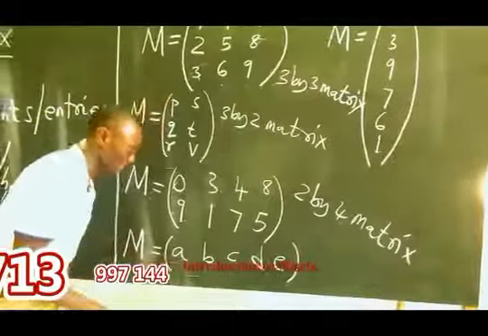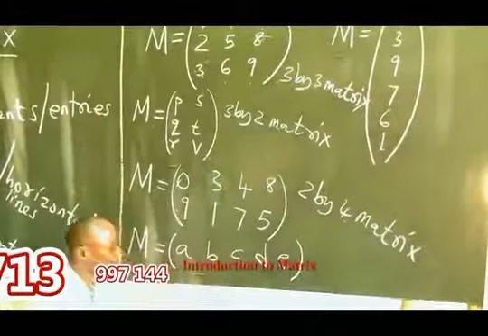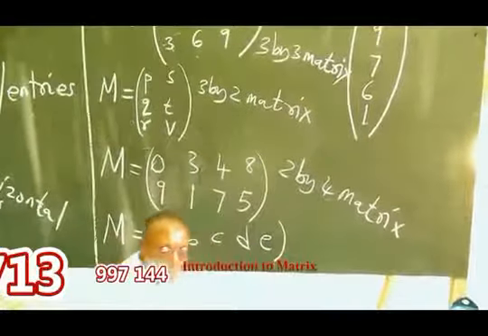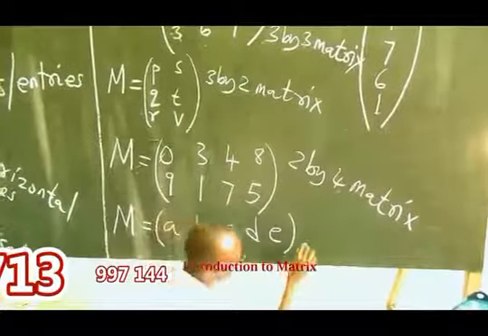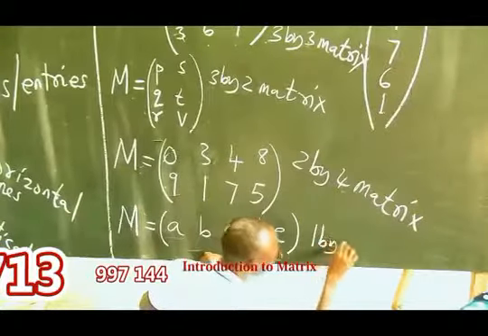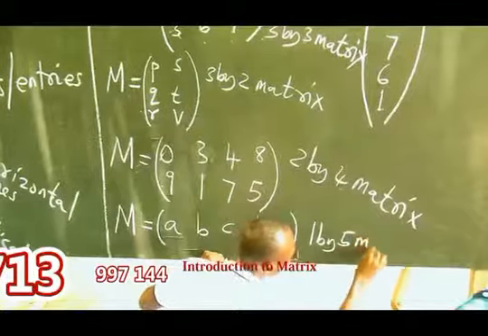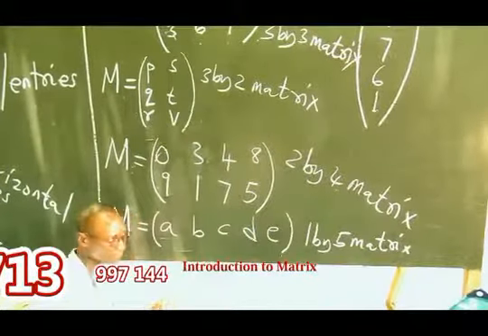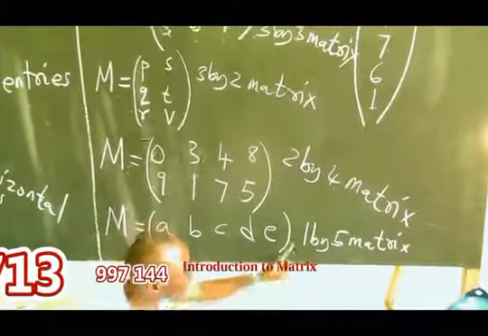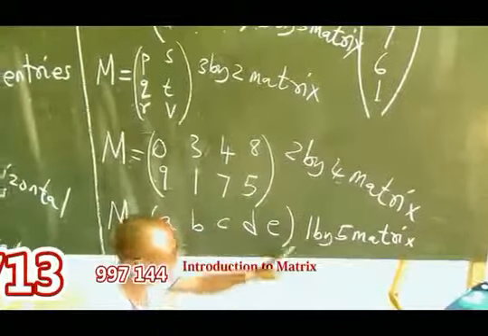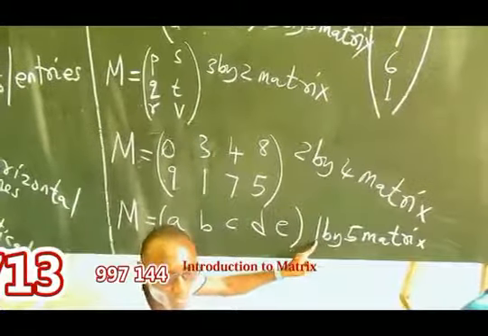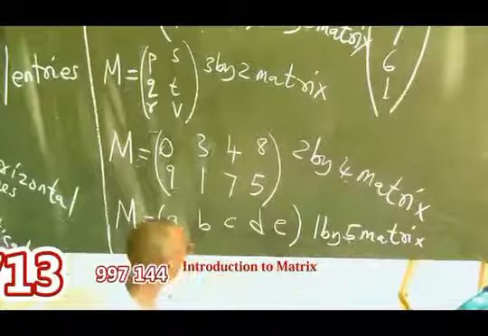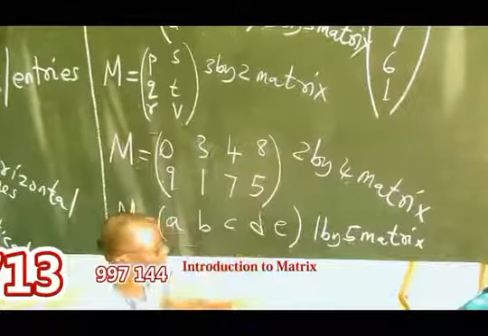This one is called a 1 by 5 matrix, because it has got 1 row and 5 columns.